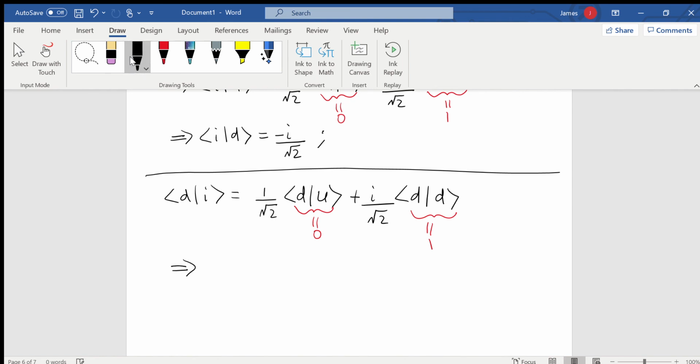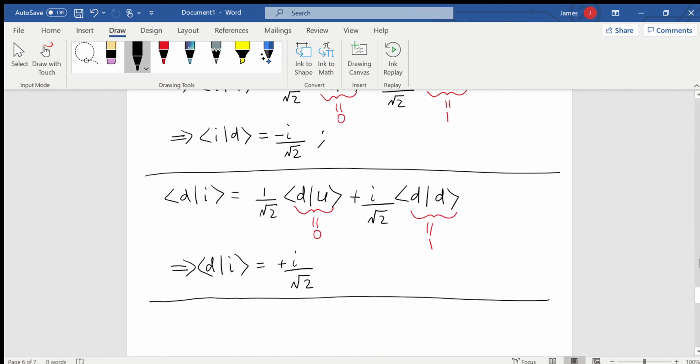So this implies that the bra-ket down-in equals plus i over root 2. So now we're in a position to look at the final product of both brackets.